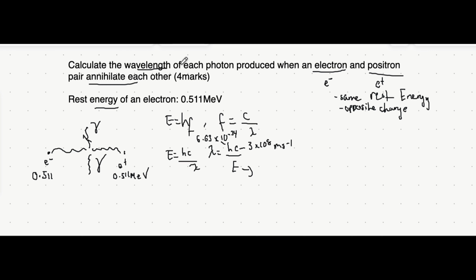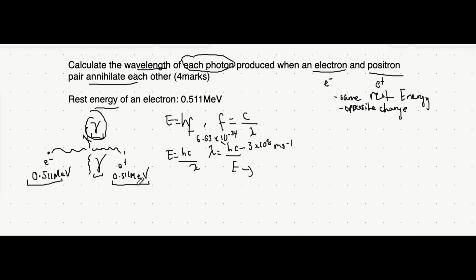In the question, it's asking for the wavelength of each photon. One of the photons will take up the energy of one of the particles. The other one will take up the energy of the other one. So if we're finding the wavelength of just one single photon, then we only have to use the energy from either one of these, doesn't matter which one.